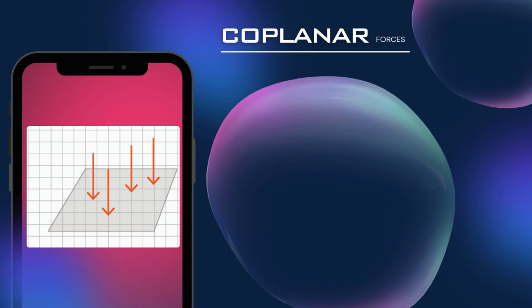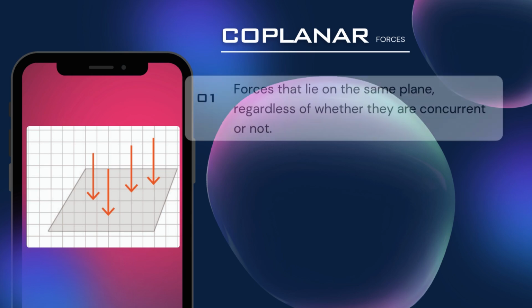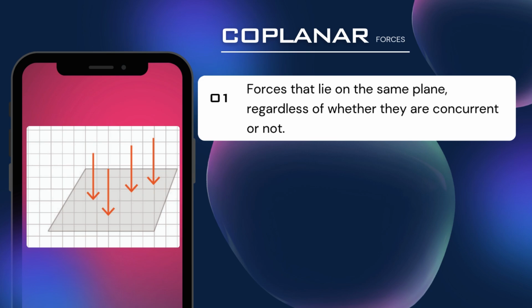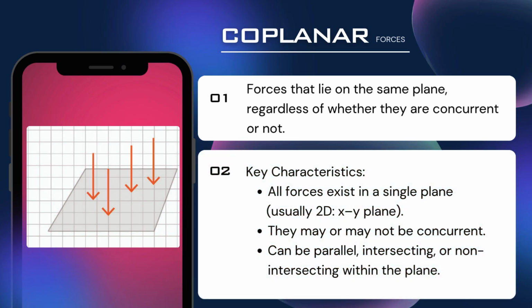Coplanar forces. Coplanar forces are forces that lie on the same plane regardless of whether they are concurrent or not. Key characteristics of coplanar forces. All forces exist in a single plane, usually 2D, the x and y plane. They may or may not be concurrent. They can be parallel, intersecting, or non-intersecting within the plane.